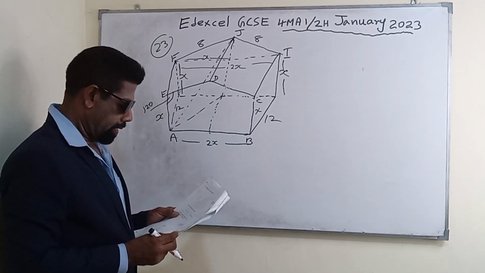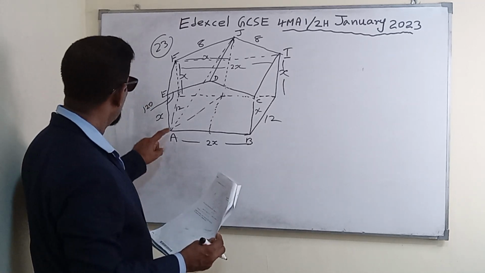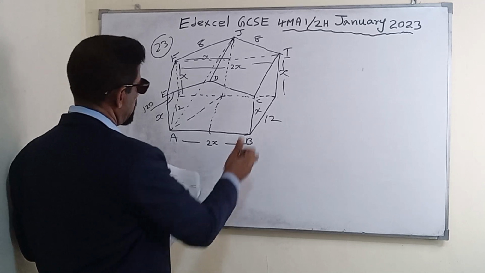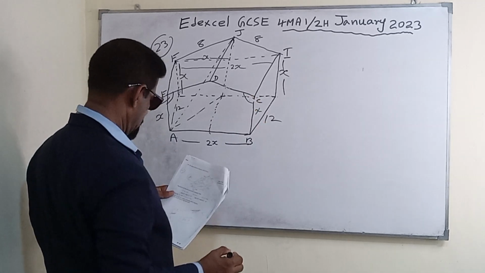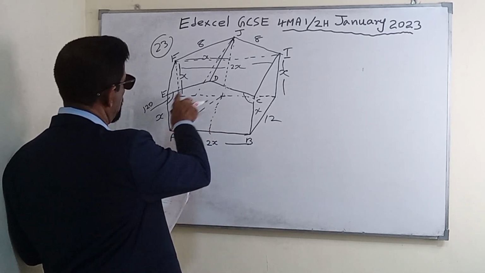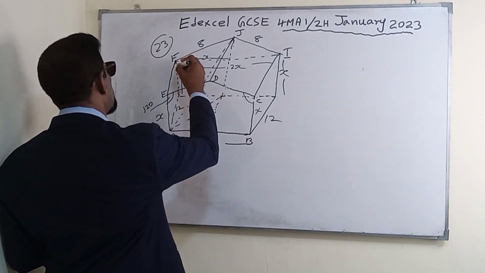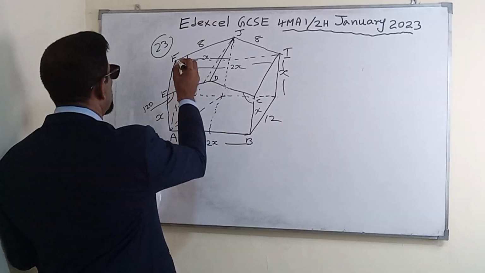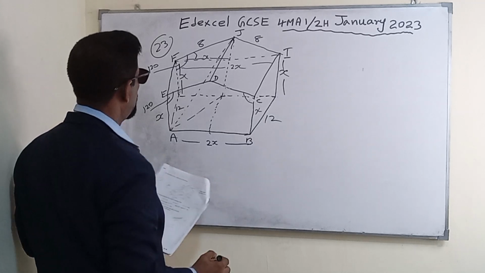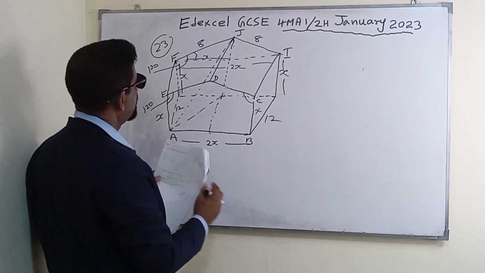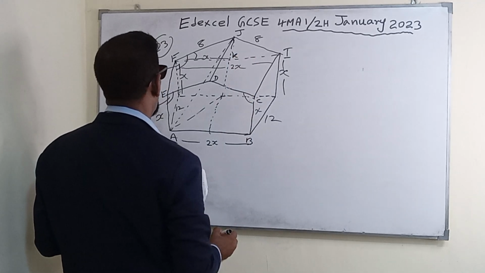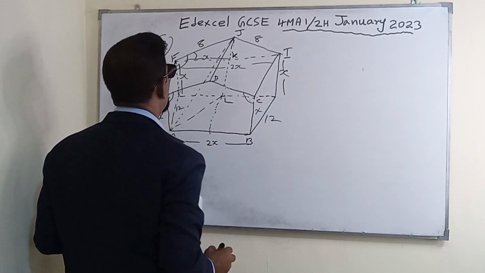Then angle AED equals angle BCD, which is 120. We know it is the same pentagon, so this is 120, and that angle you can find. Put any letter, that K, and this one L.